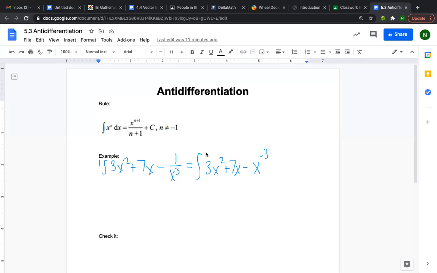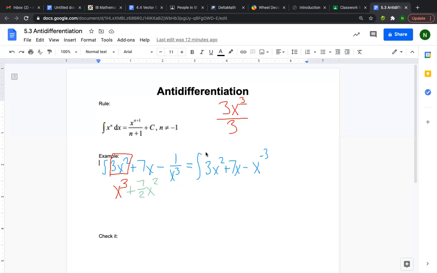Now, what I end up getting here when I integrate this, let's just look at this first term broken down, and then I'll just proceed like normal. If I need to add 1 to the power, that becomes x cubed. So I have 3x cubed, but then I need to divide by my new power. So I divide by 3, and I end up just getting x cubed. The next one, I add 1 to the power, I get x squared, and divide by that power. So I have 7/2 x squared.